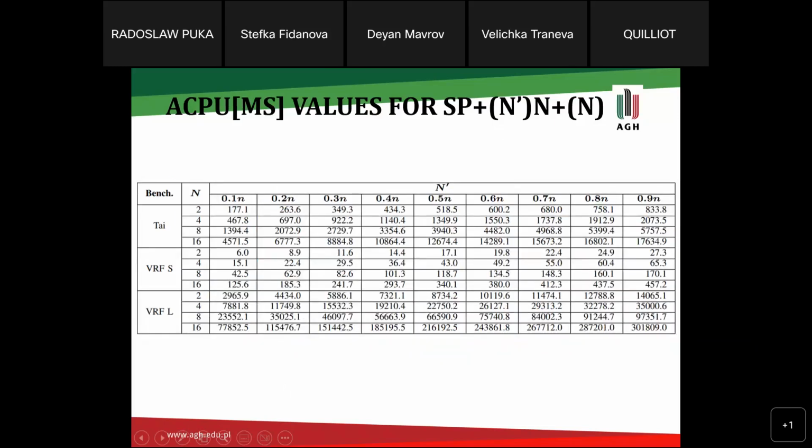And the next one is ACPU, the time we need to get the solution from the algorithm. For the N-list, the time for a longer N-list is much bigger than for a smaller N-list. In the starting point method, the time is bigger, but not as big as with the N-list technique.